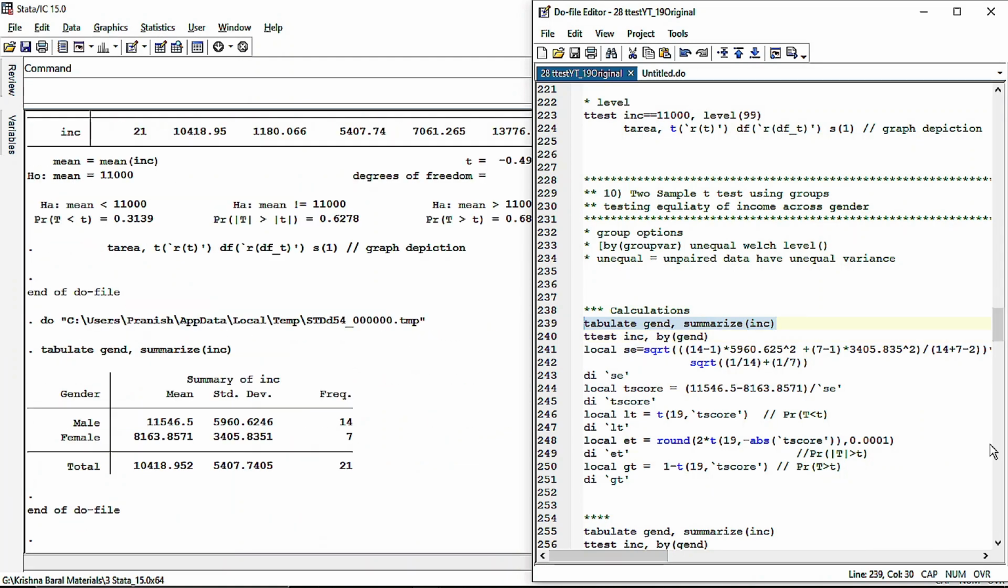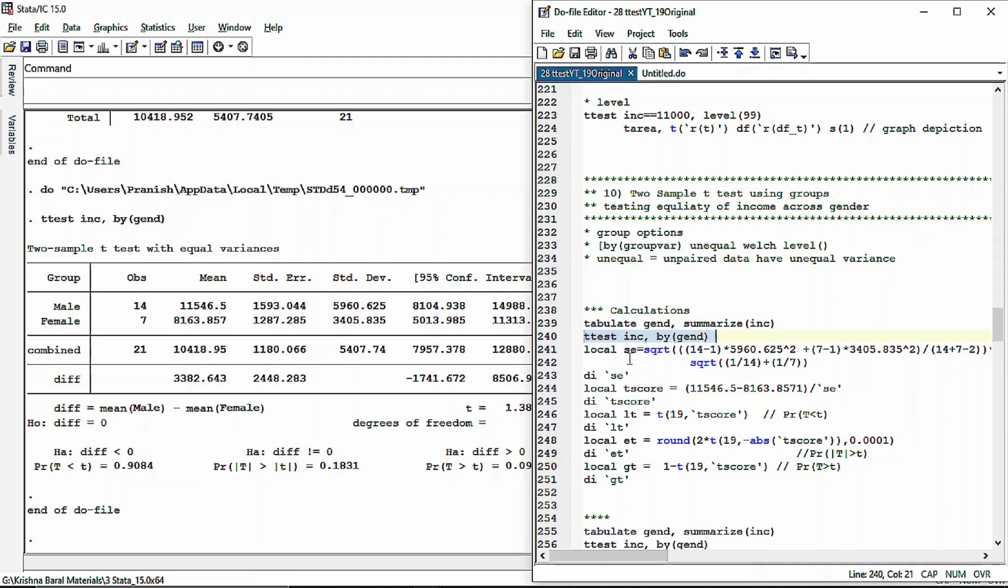Now let us perform the two sample t-test using groups, and let us again tabulate gender by summarizing the income. So we get the average income across gender. In this sample we see that the average income of male is greater than that of female, and the standard deviation of male income is also greater than that of female income. In this context, can we say both male and female earn equal income? We want to test it, and let us tabulate it first.